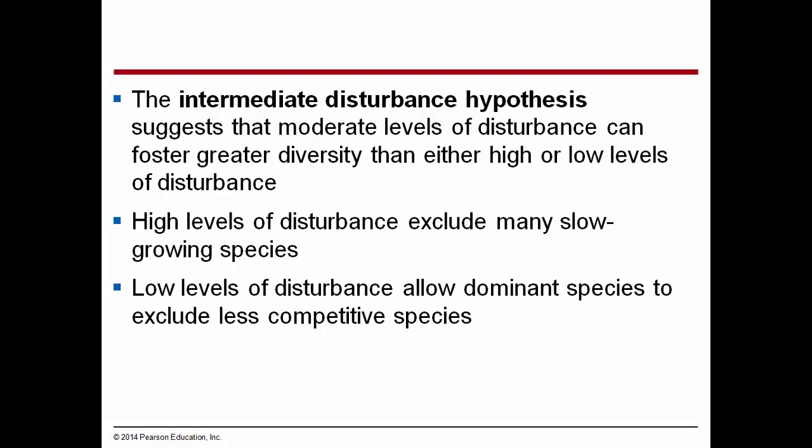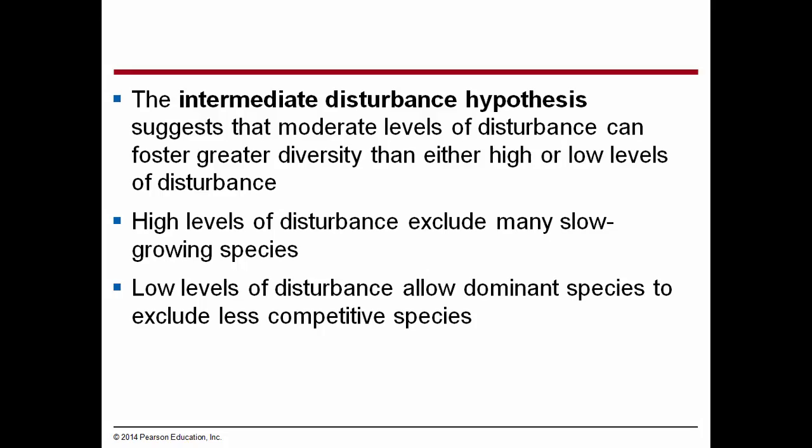The intermediate disturbance level hypothesis suggests that moderate levels of disturbance can foster greater diversity than either high or low levels of disturbance. High levels of disturbance exclude many slow-growing species. Low levels of disturbance allow dominant species to exclude less competitive species.